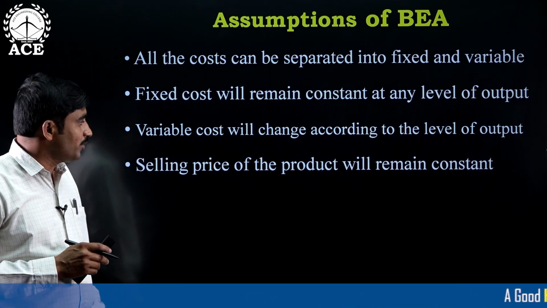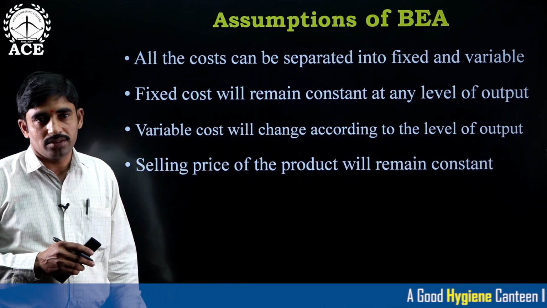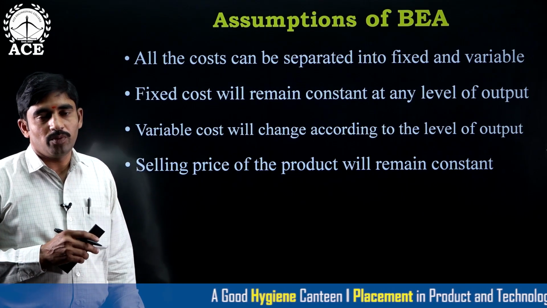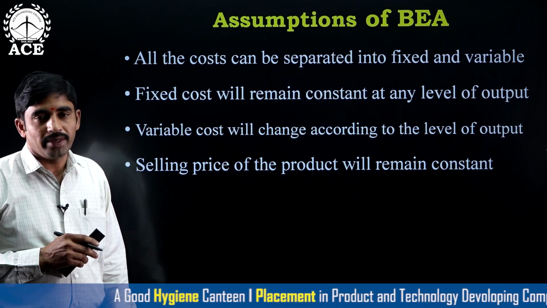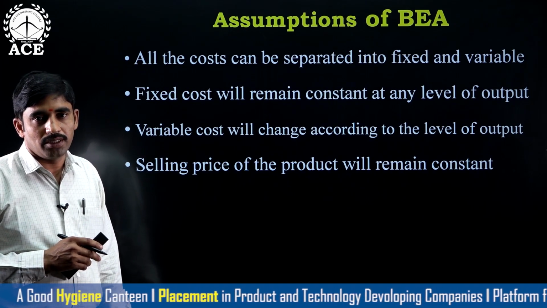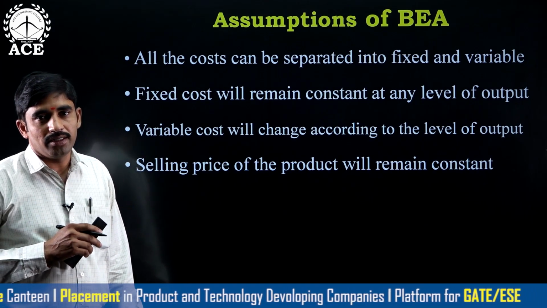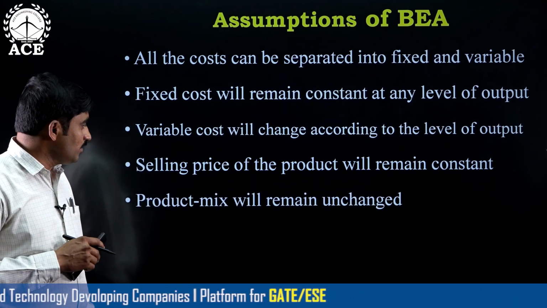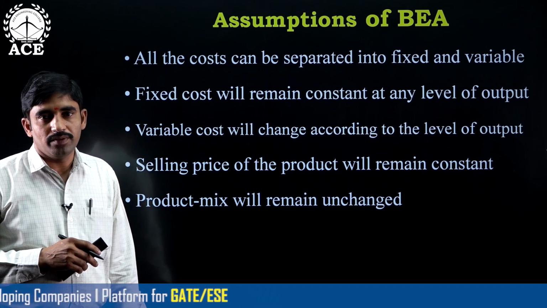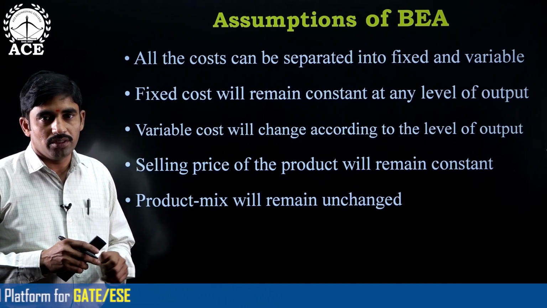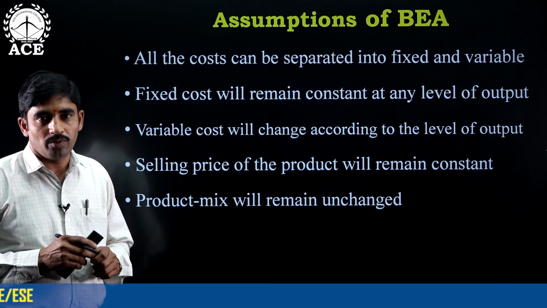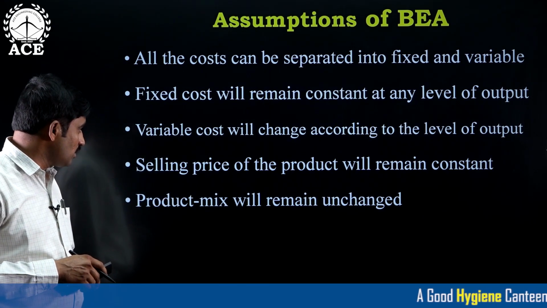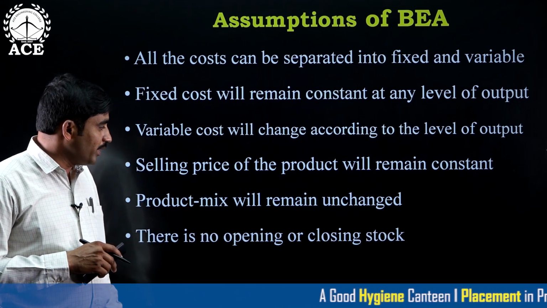And the selling price of the product will remain constant. Whatever price we are fixing during the break-even point period, the selling price remains constant, which cannot be changed irrespective of the level of demand in the market or the cost of production in the business. Product mix will remain unchanged. Whatever product mix we are following during the period in which the break-even point is determined, the product mix will be constant, and there is no opening or closing stock.